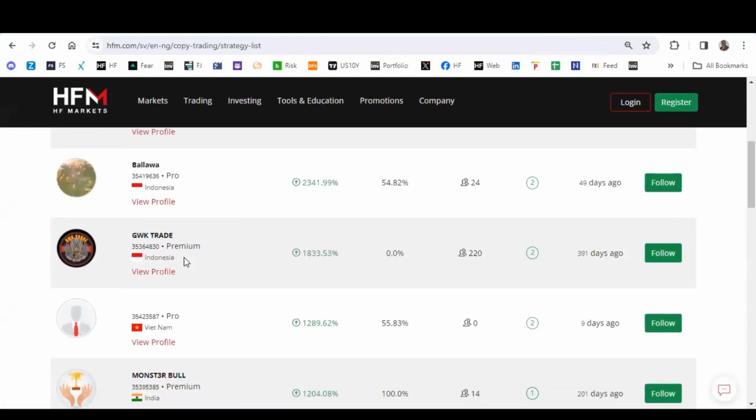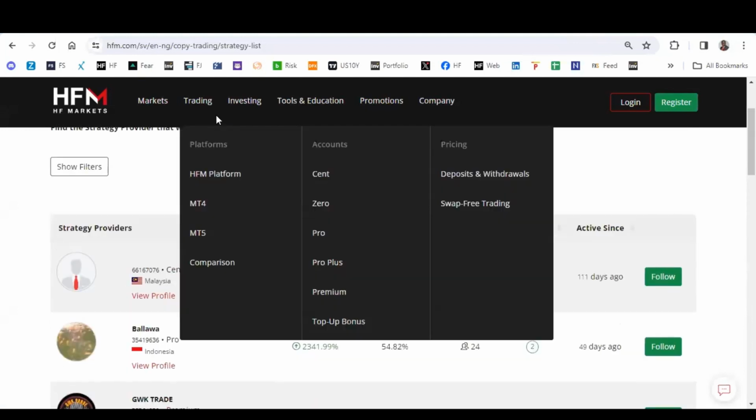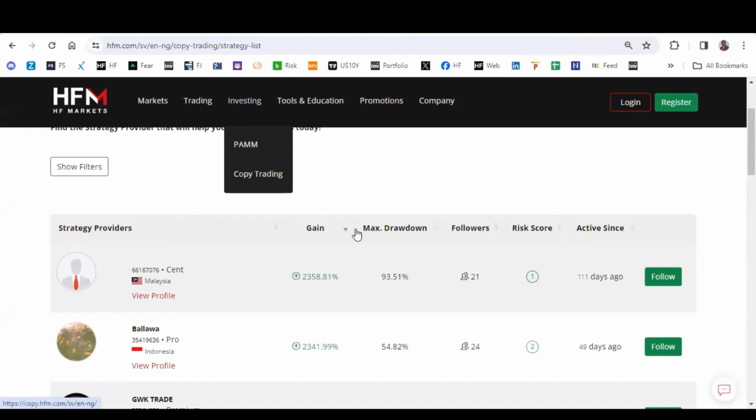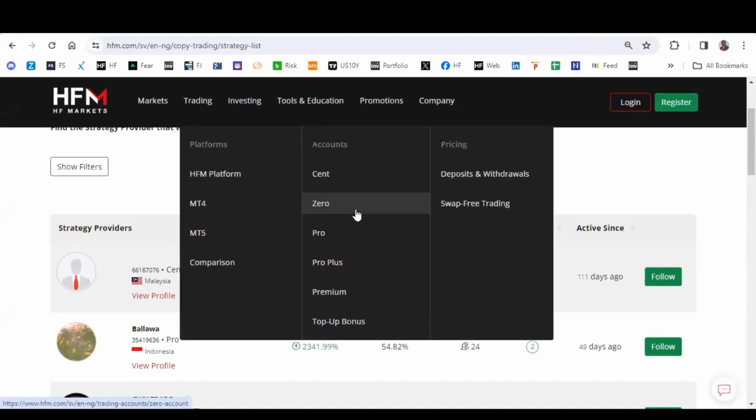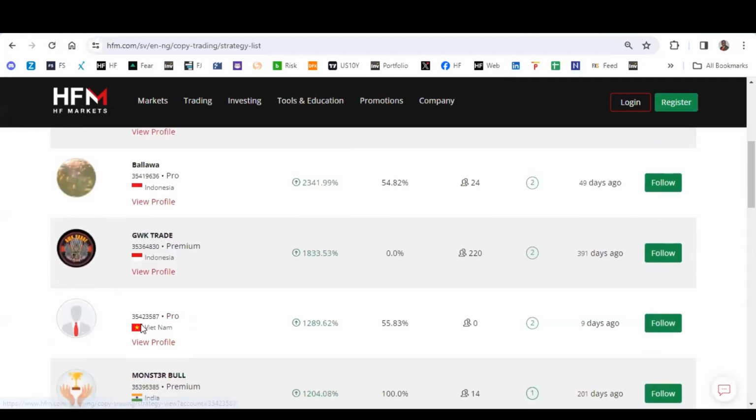They all have different account types. You have the premium account, the pro account, and the cent account, which are the different types of accounts that we have at HFM. You can open a cent account where you're trading in cents and not in USD or in Naira, and copy a cent strategy provider. You can open a pro account and copy a pro strategy provider. You can open a premium account and copy a strategy provider that has a premium account as well. The trading account number is also here. Some of them have display pictures, some do not.